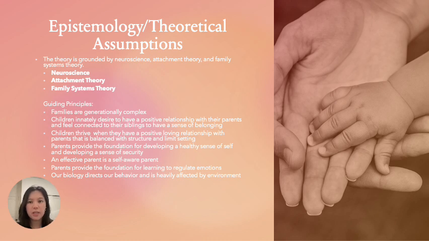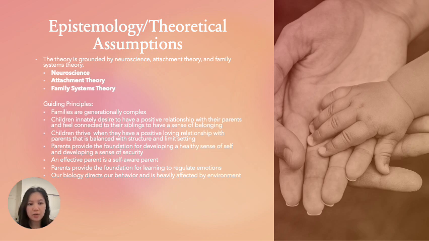There are three major components that make up this model. The first is neuroscience. Brain wiring begins to develop in utero and it's shaped by experiences. And if these experiences are traumatic, it could be hardwired in the brain. Also, attachment theory, which explores the quality of the relationship between the caregiver and child and its effects on social development, emotional development, and its regulation. And the last is family systems theory, which focuses on the interactions between family members and their communication patterns.